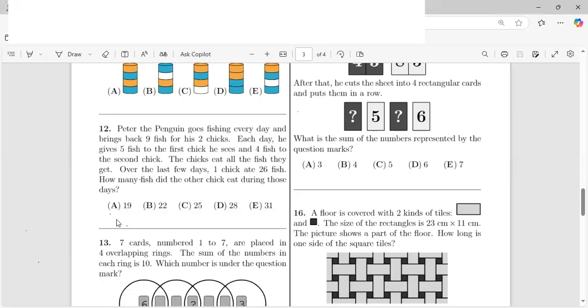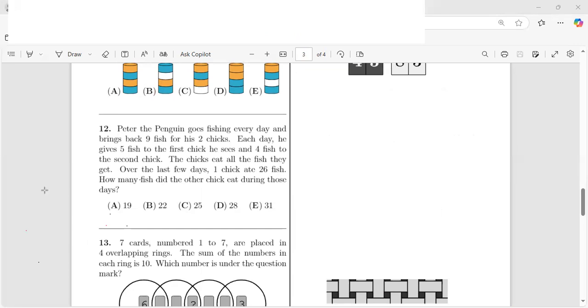Question number 12. Peter the penguin goes fishing every day and brings back 9 fishes for his 2 chicks. Each day he gives 5 fish to the first chick he sees. It's not like you have number 1 and number 2 and he's giving only to number 1. No, it is the first chick he sees. So it could be number 1 or number 2, and 4 fish to the second chick. The chick eats all the fish they get. Over the last few days, one chick ate 26.